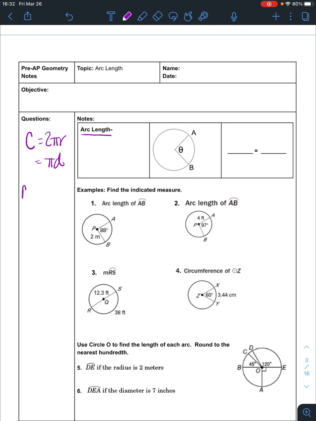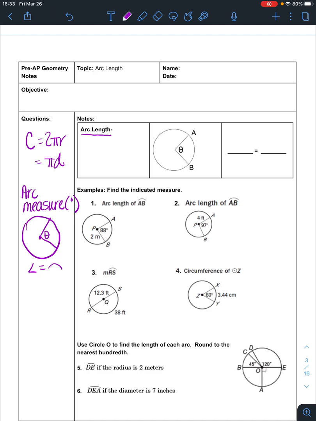Now, in the previous units, we've talked about arc measure. If you remember, there were several things that we learned about arc measure, but the main one that's important to us is that the angle theta is equal to the arc. Okay, remember that one. That's arc measure. When it says arc measure, your answer is in degrees.